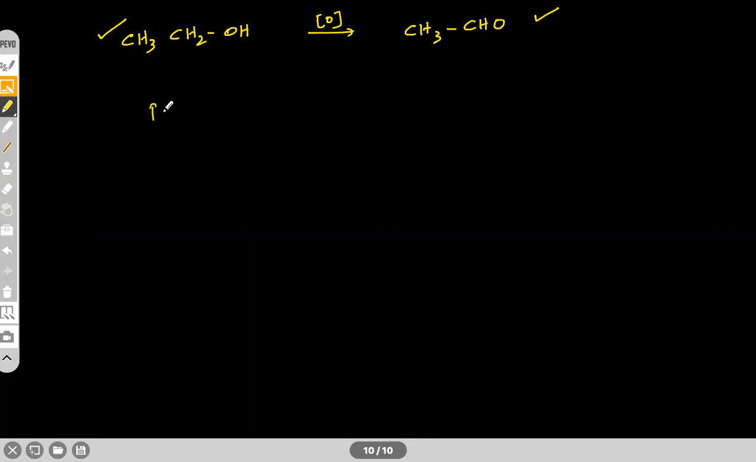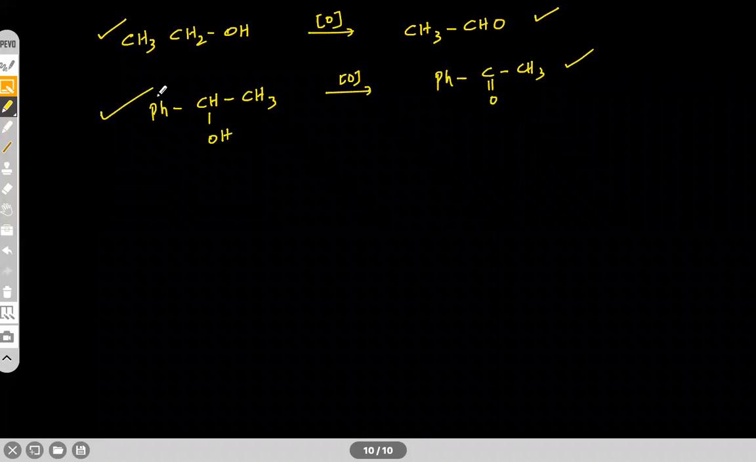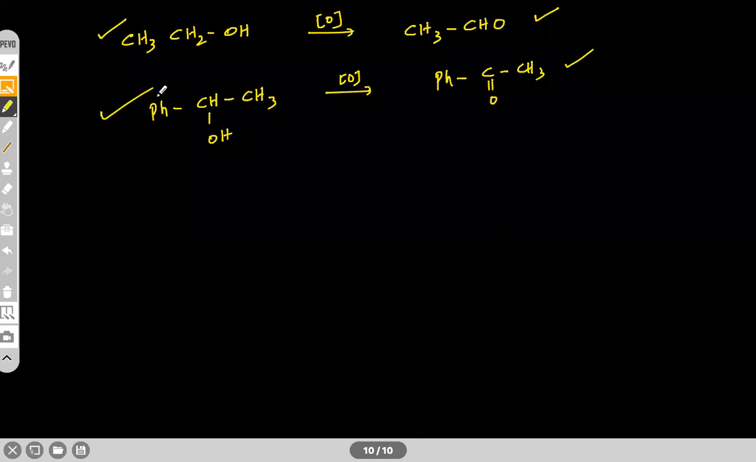Similarly, you see, PhCH(OH)CH3. This side we have CH3, and OH with this. So PhC double bond O CH3 it forms. This gives, and hence this also gives. This kind of questions, alcohol related questions, are important. Sometimes they give you 8 to 10 structures and ask how many structures give a positive iodoform test. These things you keep in mind.